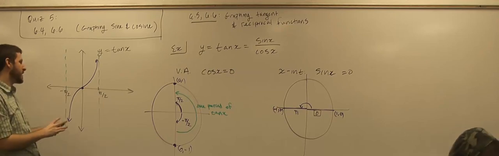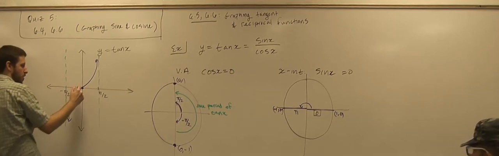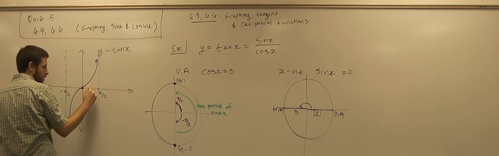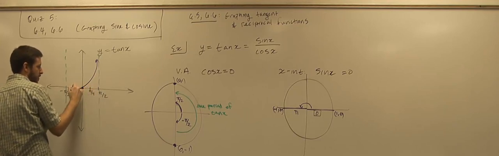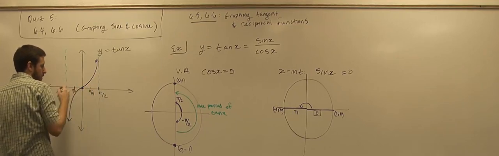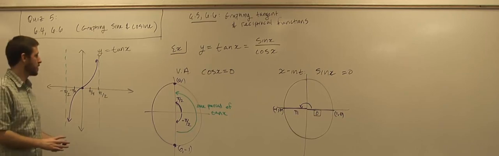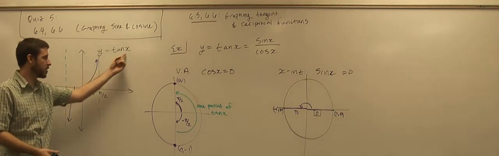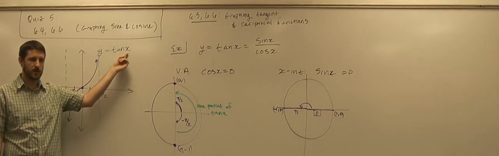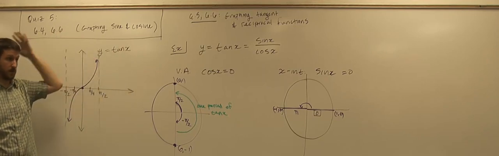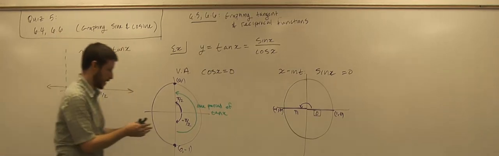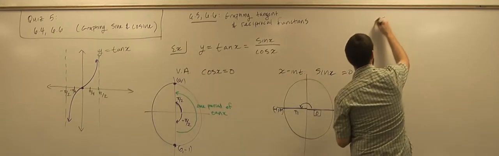It turns out to be massively convenient to also know what happens at pi over 4 and negative pi over 4. So how might I figure out what happens at pi over 4 and negative pi over 4? Plug it in. What happens when you plug pi over 4 in a tangent? You get 1.